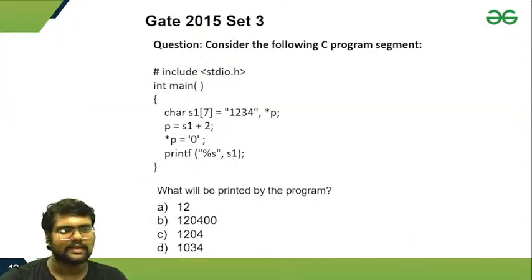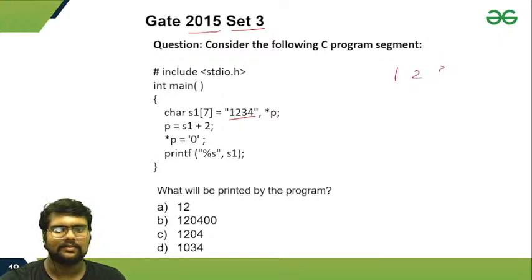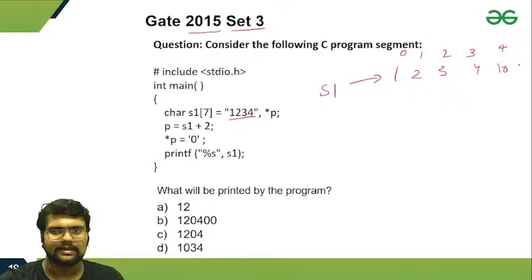So let's do our next question, which was asked in GATE 2015 set 3, in which we have a string 1, 2, 3, 4, and here it is pointed by S1. In S1 there are 7 characters, and we have taken 4 because the fourth character will be 0 and a null character, and 5 and 6 will be some characters we don't know about.